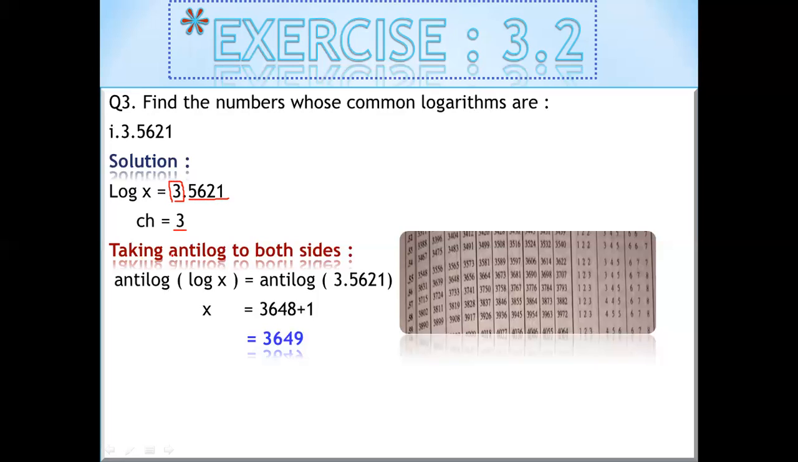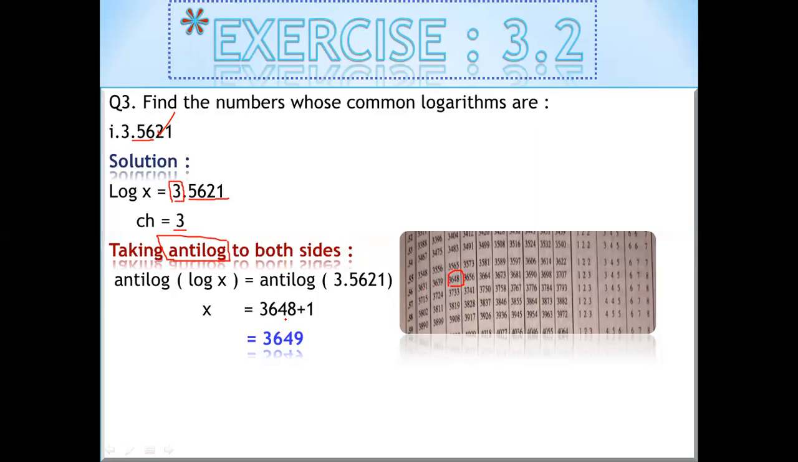Because we are calculating the anti-logarithm, open the anti-logarithm pages in the book, pages 295 and 296. All the numbers in the anti-logarithm table start with a decimal. We check 0.56 in the column of 2. This gives our number, which is 3648.